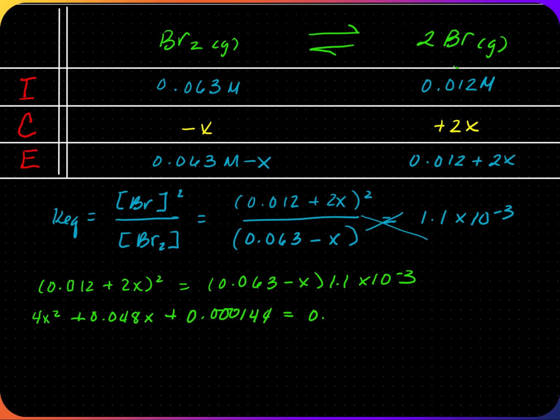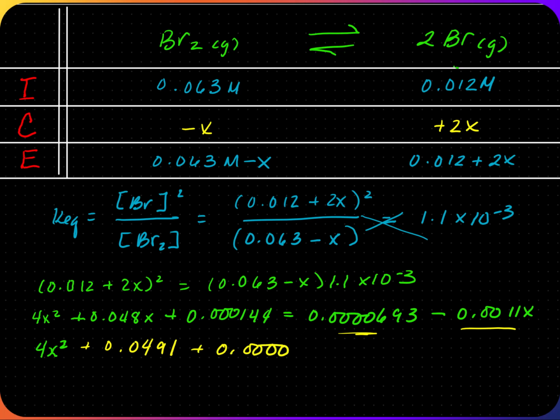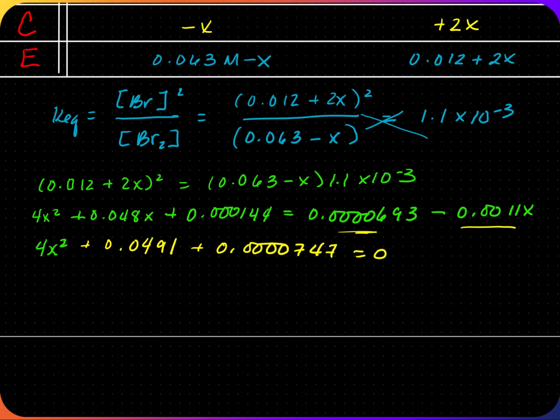On the opposite side, we need to distribute the 1.1 times 10 to the negative third. That's going to equal 0.000693 minus 0.0011x. So we move everything to one side. So it's going to be 4x squared. We're going to add 0.0011x to both sides, so then x becomes 0.0491, and then we are going to subtract 0.000693 on both sides, and that will become 0.0000747. This is going to equal 0. So now I need to plug it into the quadratic equation.